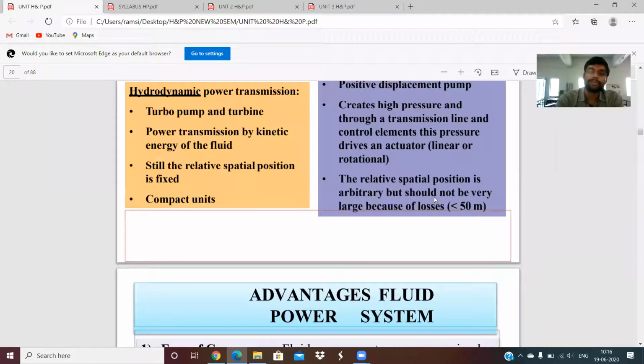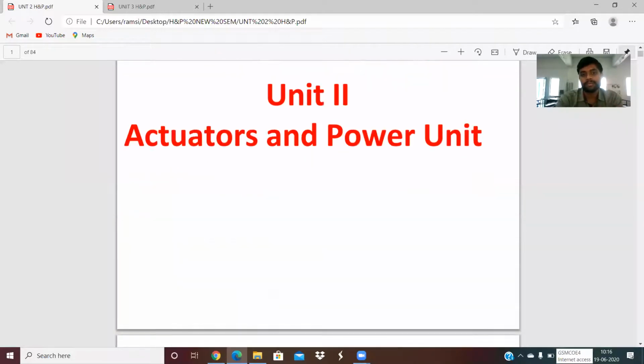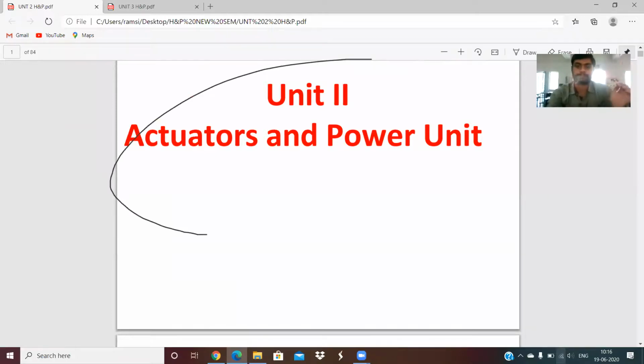So similarly, this is Unit 2 of our subject hydraulics and pneumatics. The name of Unit 2 is actuators and power unit. I already told you that actuator is mentioned in Unit 1, but in Unit 2 we are going to study it in depth.